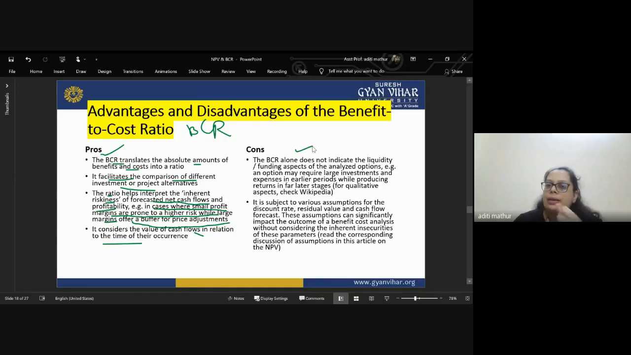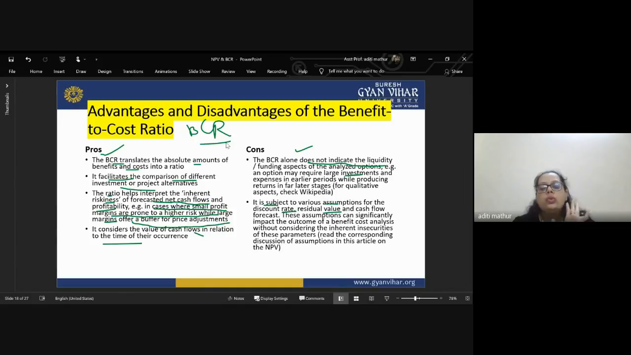Cons, the disadvantages are that it does not indicate the liquidity or the funds aspects of the analysis option, right? So it may require large investments. And the second one is it is subject to various assumptions for the discount rate or the residual value. So these are the advantages and disadvantages associated with your cost benefit ratio.